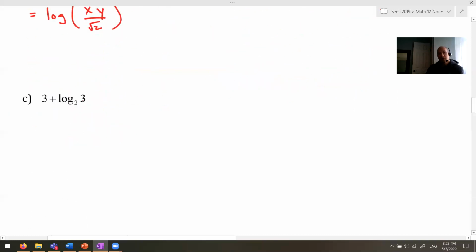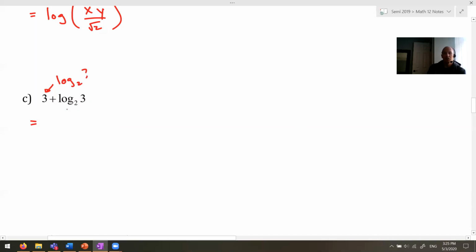This one here is a bit of a different style of question. It says write as a single logarithm, but we don't have two logs, so we can't combine them. Guess what, though? You can always turn things into logs. This is equal to log, and now we have to have the same base as well. So it has to be log base 2, and it's log base 2 of what?